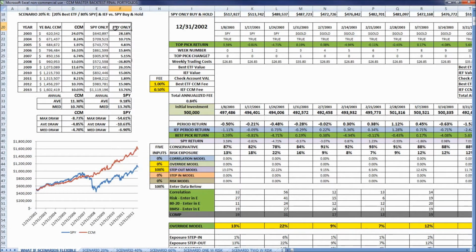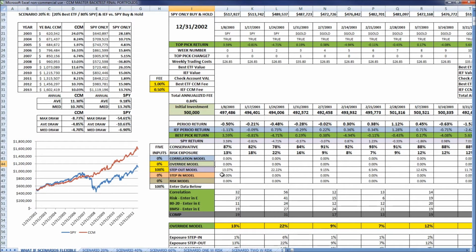This assumes you have one commission. You buy once in early 2003. You hold all the way through and have no trading costs and no management fees. This assumes that you run the models, you have trading costs, and you have management fees. The purpose of showing it, all of the models, the risk model, step in, step out, override, correlation, all of them in isolation beat SPY, buy and hold. They all add value.